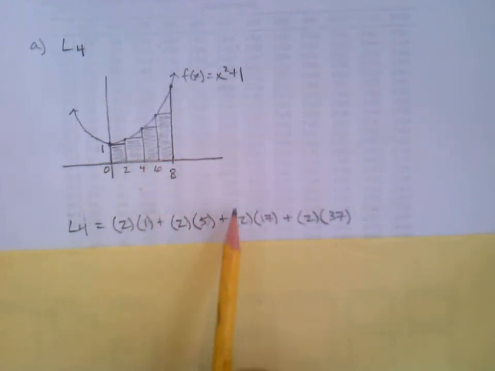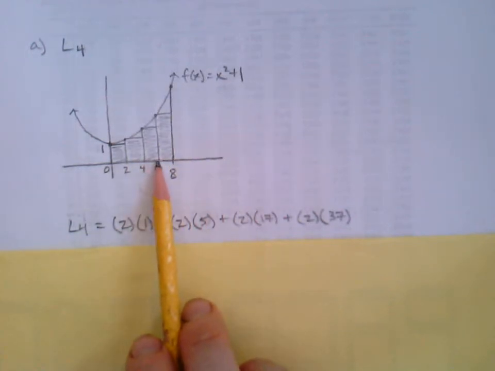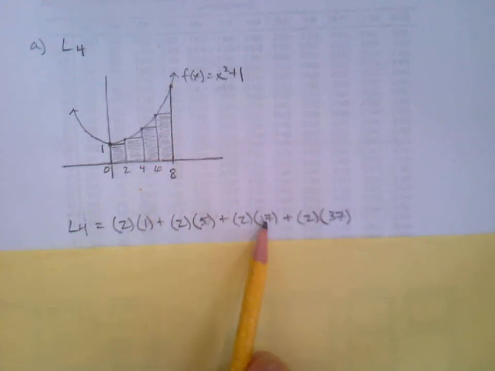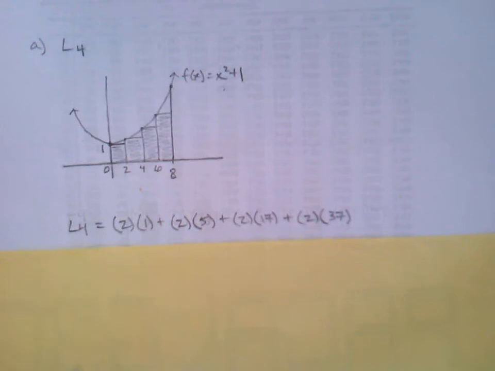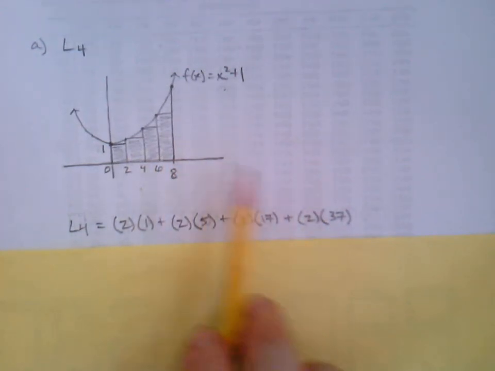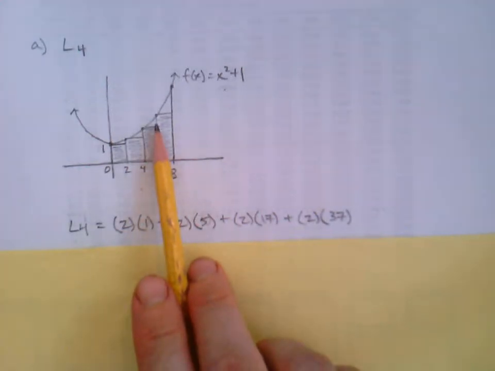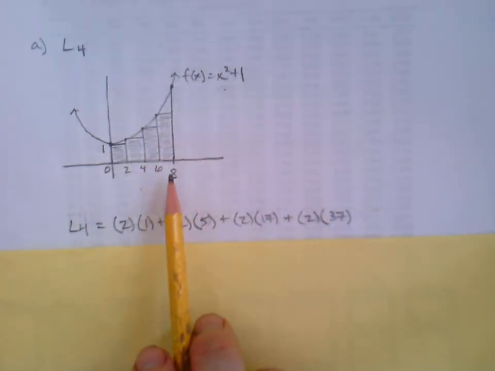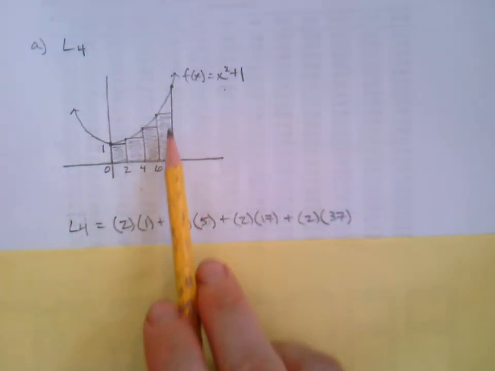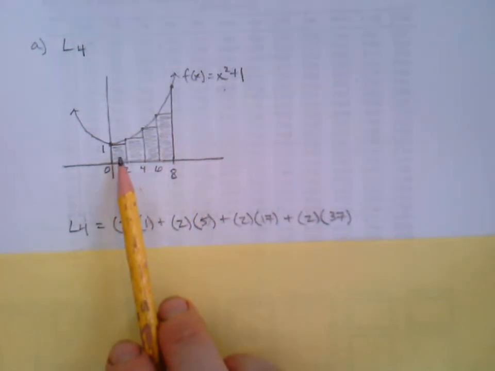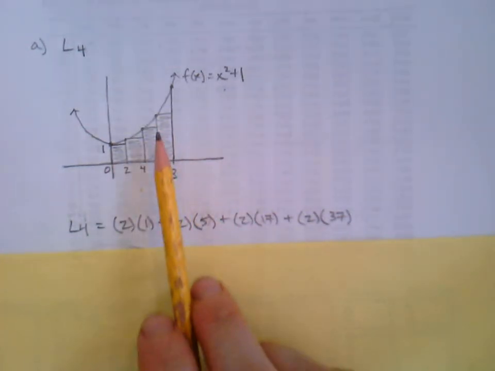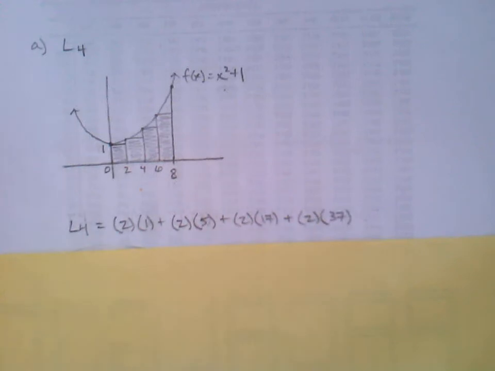Okay, the third rectangle, well, again, a base of 2. And this time a height of 17. If I plug 4 in, 4 squared plus 1, that's where I get the height of 17. And the fourth rectangle, base of 2. And because it occurs at 6, the height is 37. And you notice we don't care about the height at 8 because, well, that was on the right side of our last rectangle. So it's only at 0, 2, 4, and 6. Those are our 4 heights, just like that.